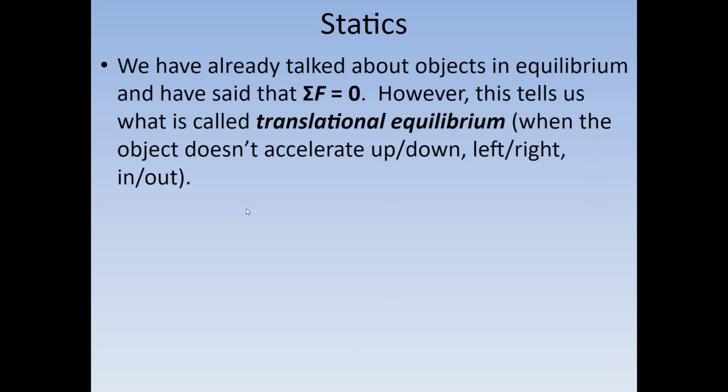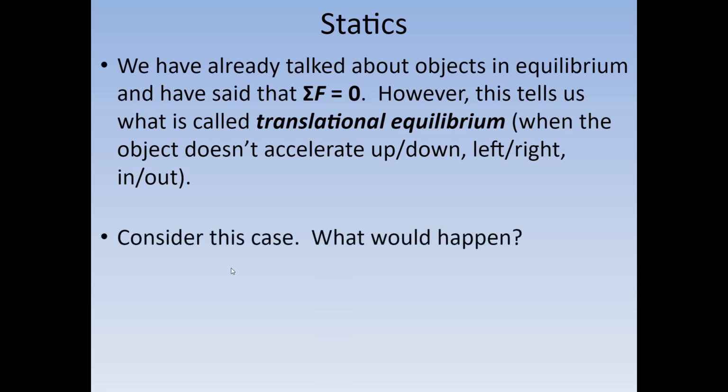So we've already talked about the forces acting on an object and what it means to be in equilibrium, right? And we know that when the sum of the forces equals zero, the object's in equilibrium. However, in that specific case, what we're actually talking about is what's called translational equilibrium. Just like before, it's the idea that the object isn't moving left, right, up, down, or anything like that.